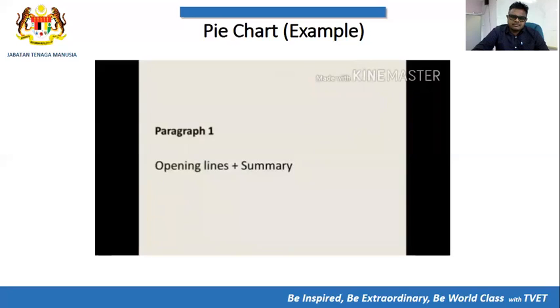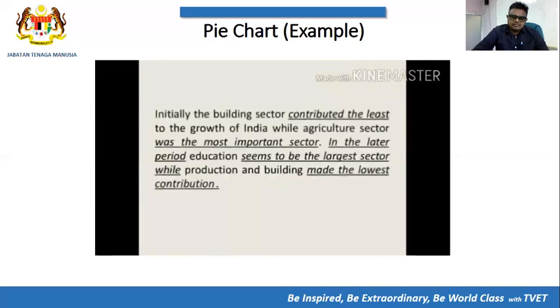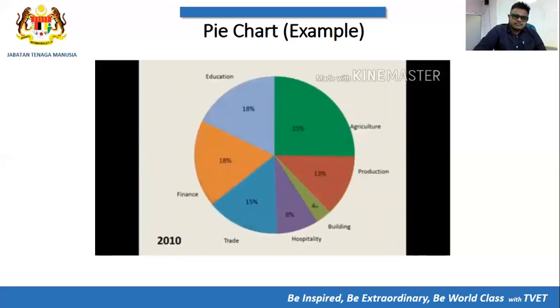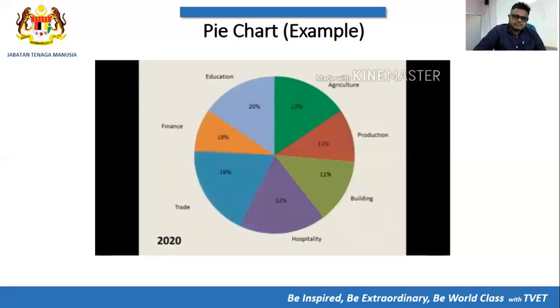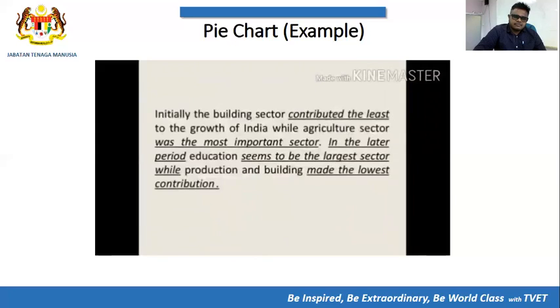In the same way we need to view the 2020 pie chart. Now dear students, you need to write your paragraph in this way. Initially, the building sector contributed the least to the growth of India, while the agriculture sector was the most important sector. So here, this is talking about the year 2010. In 2010, what we have seen is that agriculture is the most improving sector, 25%, and the least sector is building. So that is the first point we need to write.